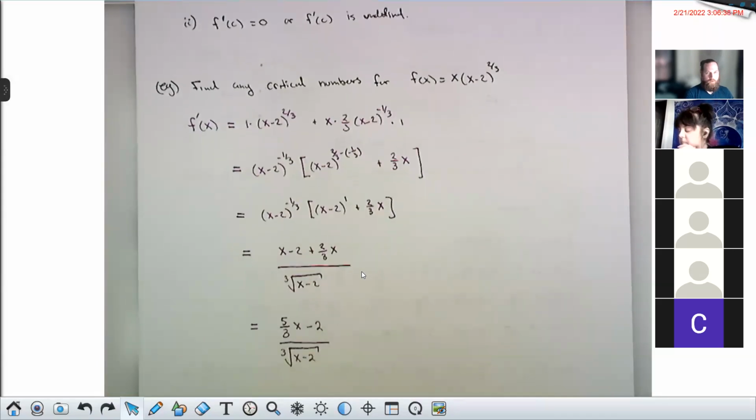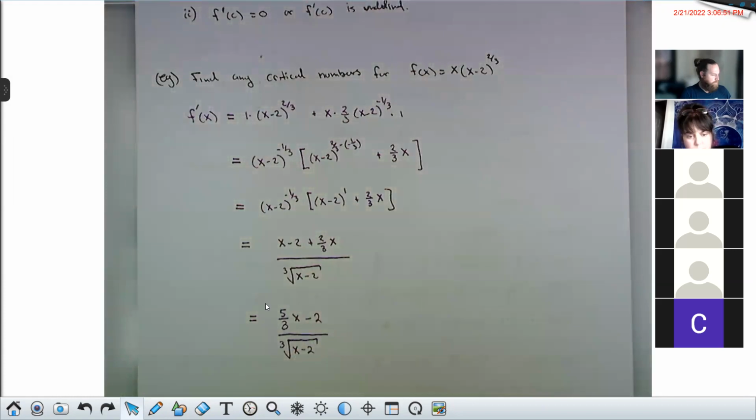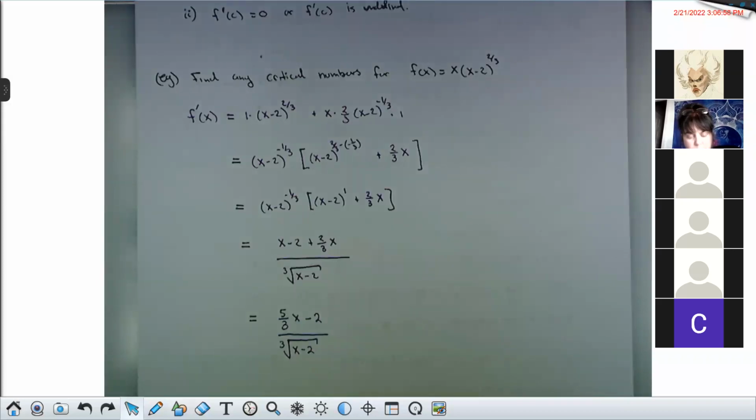And when hunting for critical numbers, I'm looking for places where this apparatus, the derivative, is either equal to 0 or undefined. When is a big fraction equal to 0? Well, what do you do if you want to solve some big fraction equals 0? Set the numerator to 0.